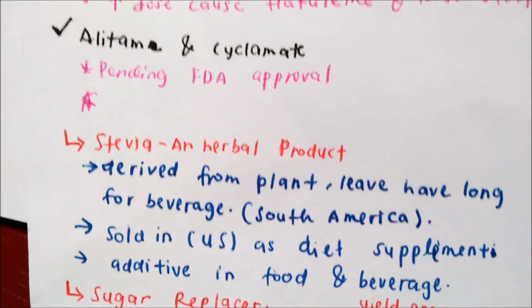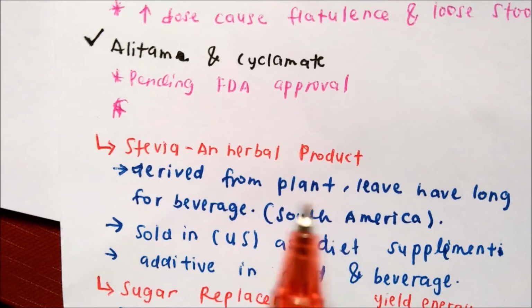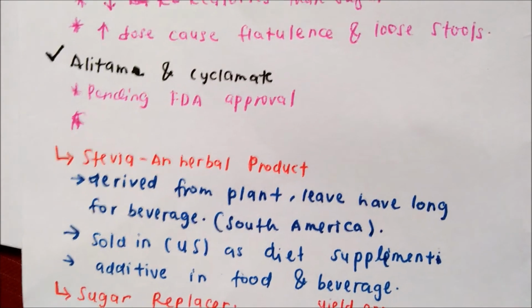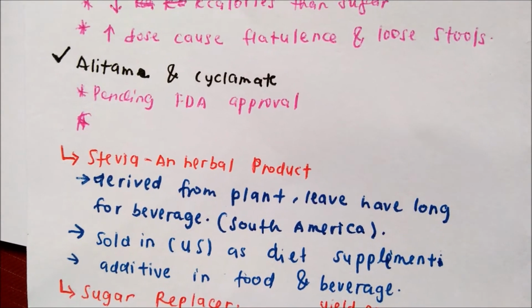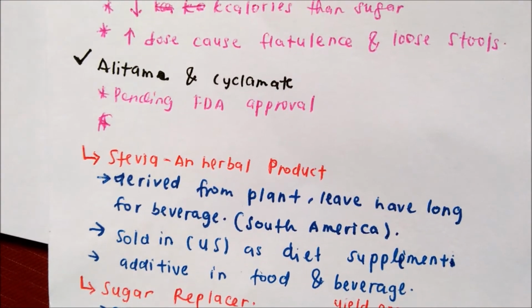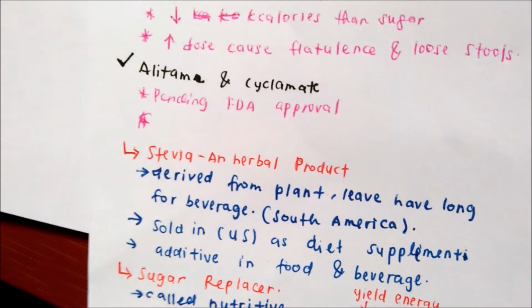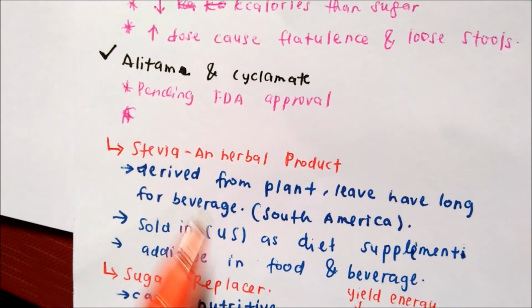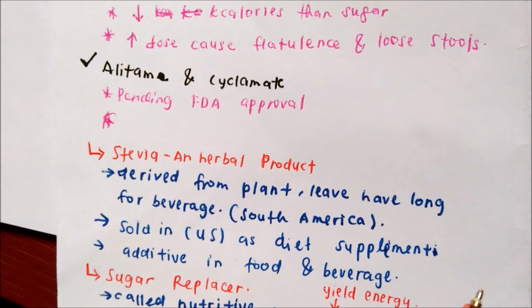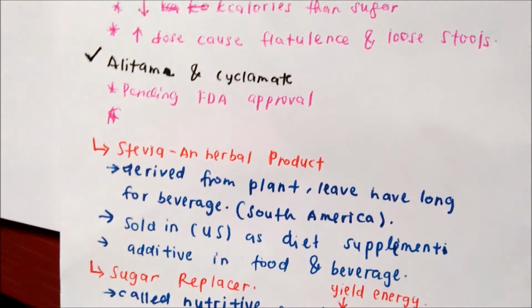Yang kedua adalah stevia, iaitu an herbal product. Stevia ni dia derive from plants, iaitu plant yang mempunyai daun yang panjang untuk dibuat beverage, iaitu di South America, dan dia dijual di US dalam diet supplement, and dia akan jadi additive in foods and food beverage.